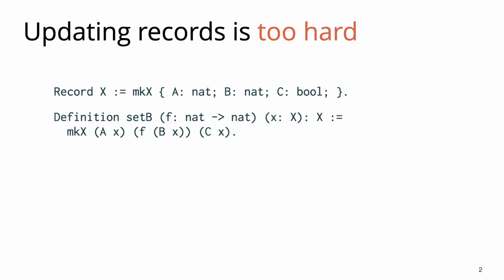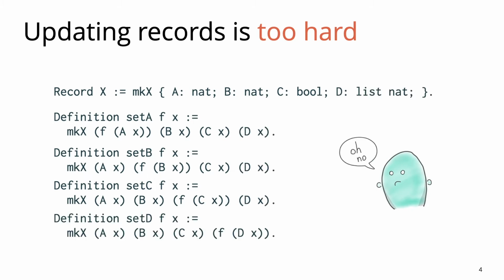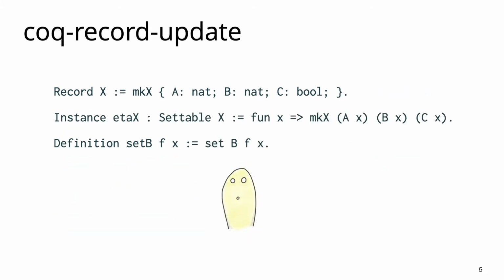Now, we might not just want to update the field B, but any one of the fields of X. This starts to become painful, and it looks much worse once we have more fields in the record. Coq Record Update is a library which automates this process. With the library, the user just has to write this little bit of boilerplate, this AdaX instance, which lists out the fields of the record once. Then, the user can just use this set function, pass it a record field, like B, and set that field.